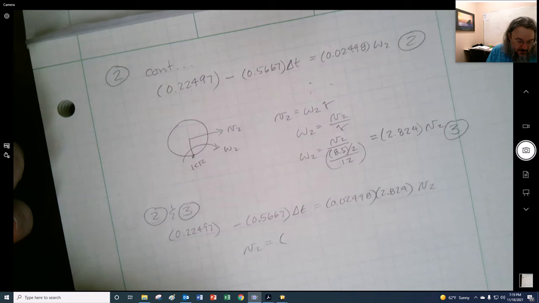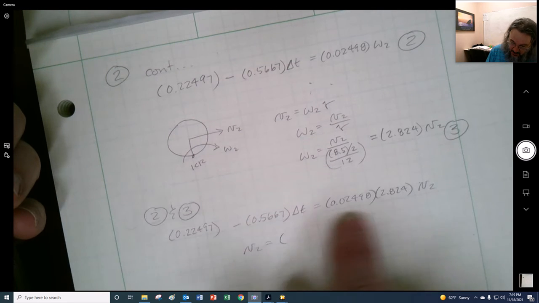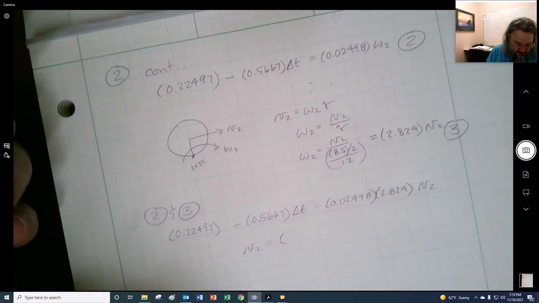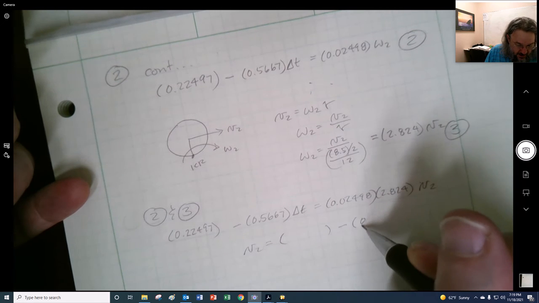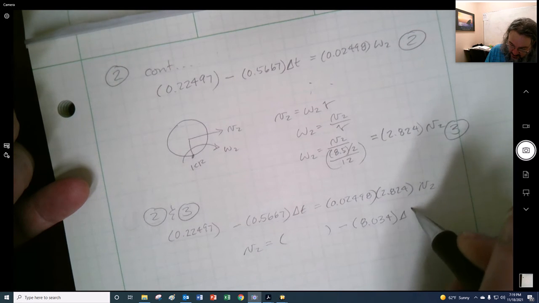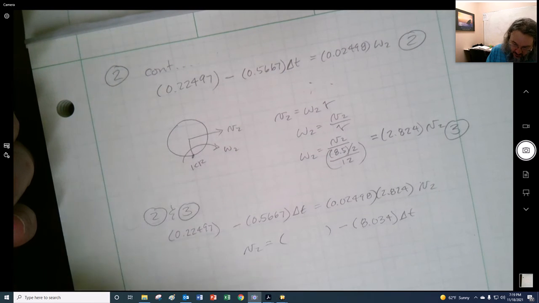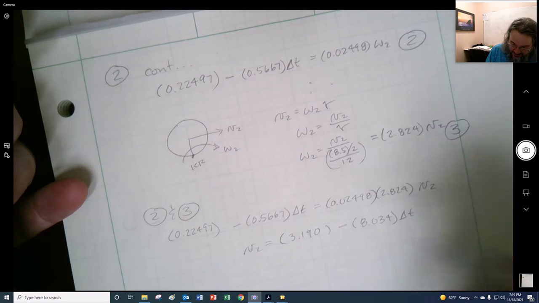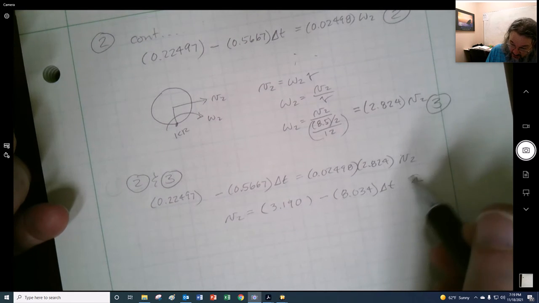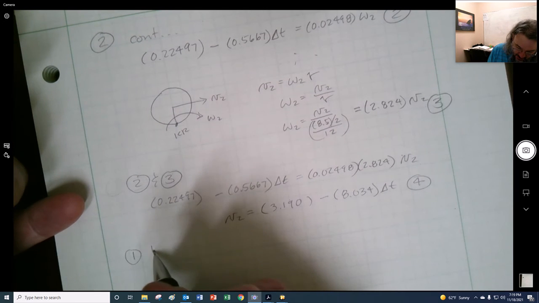0.02498 times that. It's not too bad. So I'm going to divide both of those by this value. 0.56666. Boom. That becomes 8.034 delta t. And the other one is 0.22497. And so that becomes 3.190 right here. So we can call that 4 if we want to. So then we go 1 and 4.